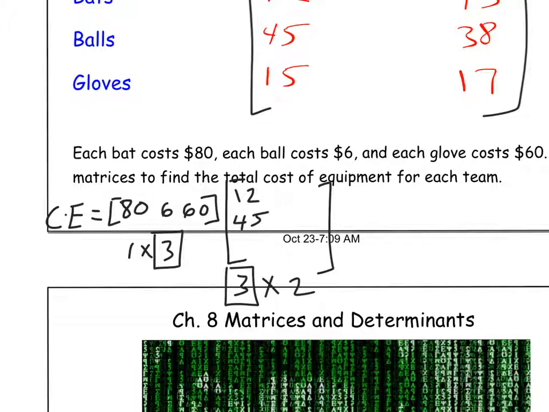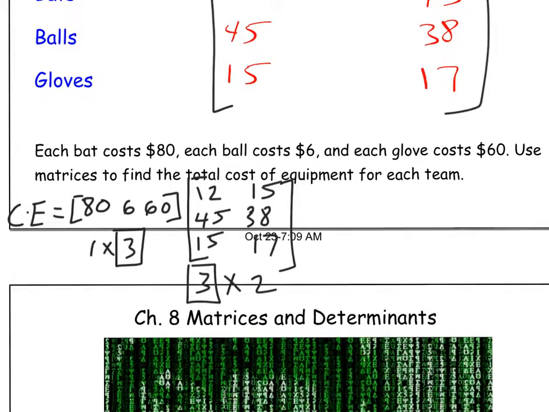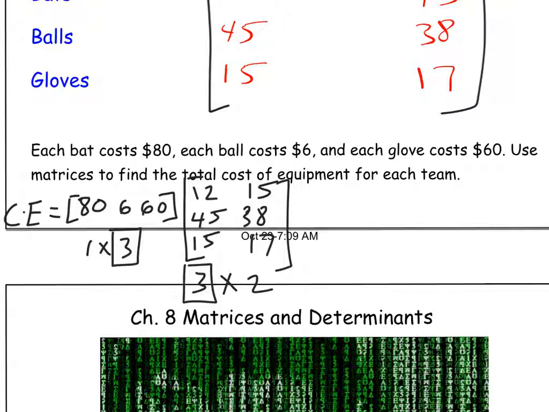We had 12, 45, and 15. 15, 38, and 17. Now one interesting little piece you'll see here is, so those 3's match, okay? Those 3's match, so I can do this.